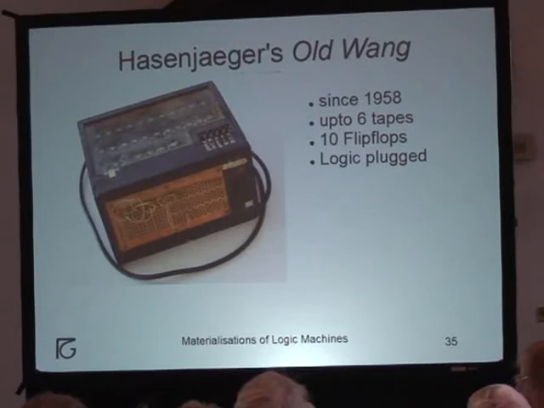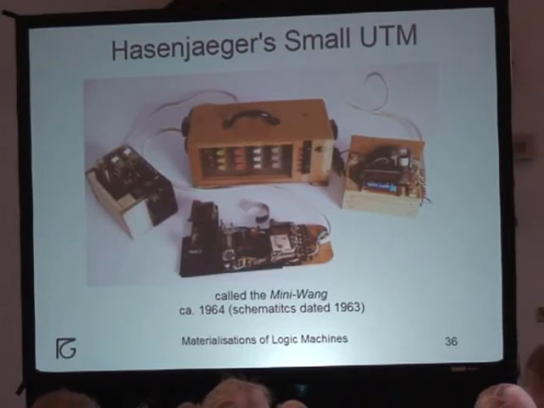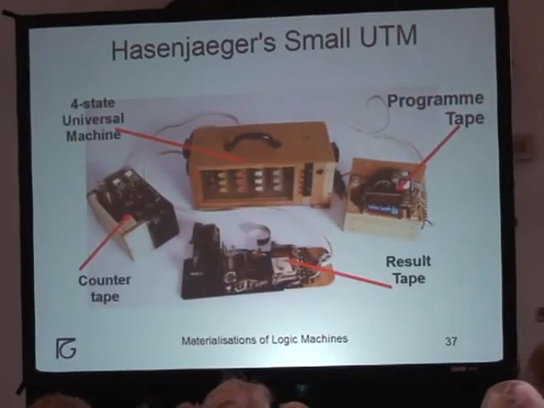which was plug programmable, at this plugging thing there, and had up to six tapes. When you start splitting tapes, you consider more than one. And after that, because he had problems with the reliability of the tapes, he decided to make one easy to carry. This is a small universal Turing machine. It's still a universal Turing machine. Remember, you can simulate any machine with this machine. What it consists of is a four-state universal machine in the middle, a state table.